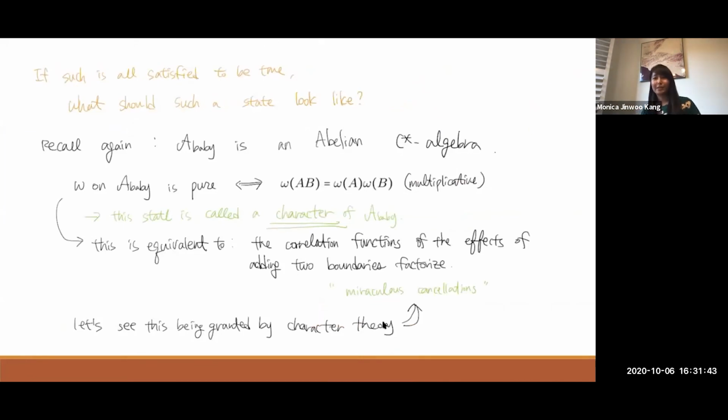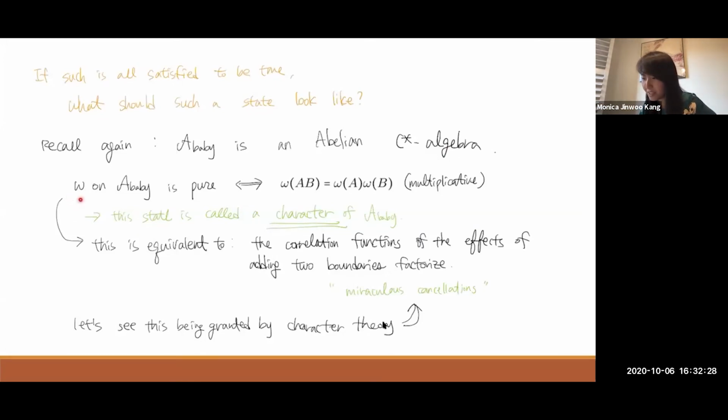So let's say we actually believe all that and this is all satisfied. Then how should such a state look? Because otherwise we wouldn't be able to determine how true that would be. I'm going to re-emphasize that I'm utilizing the abelian feature of this baby universe algebra as a C-star algebra. When that is the case, and we want the state to be pure, that's equivalent to saying that the state is multiplicative, meaning it splits into two under the multiplication. And this type of state is called a character of the baby universe algebra.